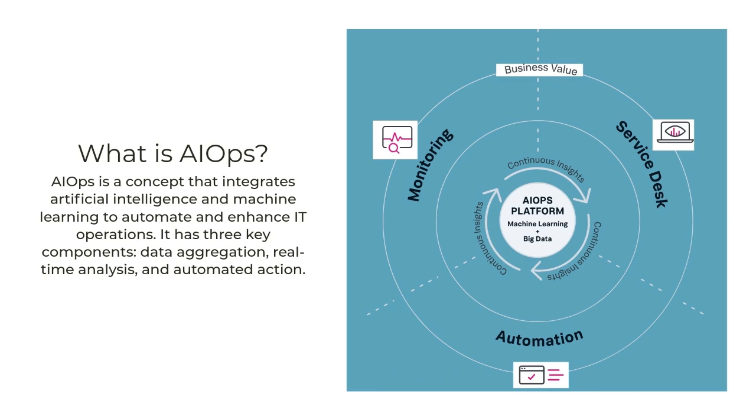It's a way of using AI and machine learning to help manage and improve IT systems. Instead of having your team manually monitor everything 24/7, AIOps does that for you, but smarter. It detects issues in real time, responds automatically, and can even predict future problems. Now, what does that look like in action?